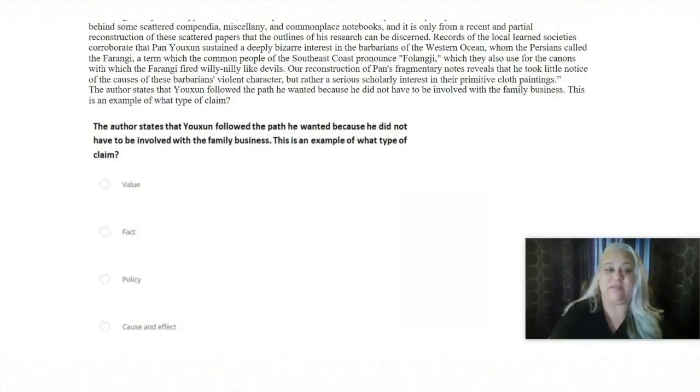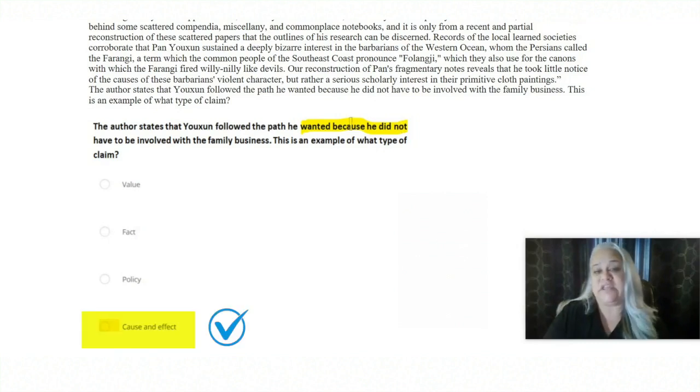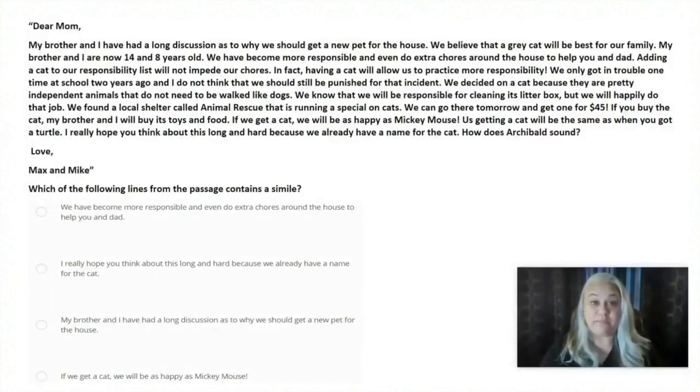When we look at the statement, the author states that Yuxin followed the path he wanted because he did not have to be involved with the family business. This is indeed an example of cause and effect. The keyword because gives us a clue that we're talking about something causing something else to happen. Problem number 3 is another short read. Please pause, read the passage to yourself, and when you're done, let's go over the last answer choice.